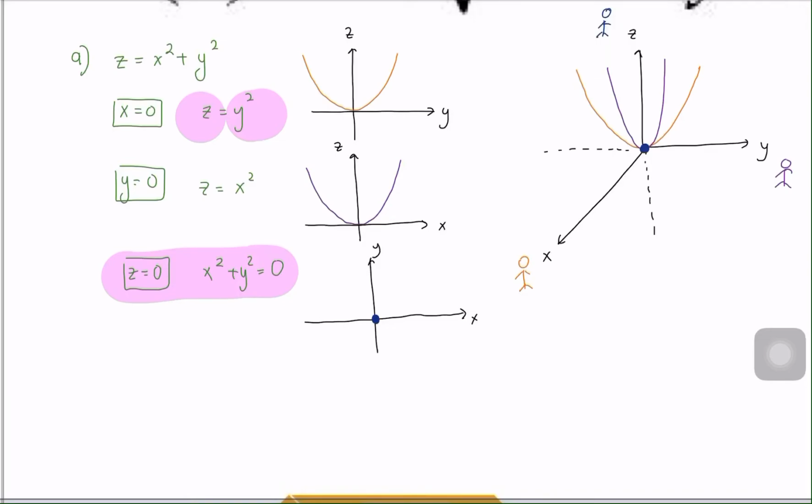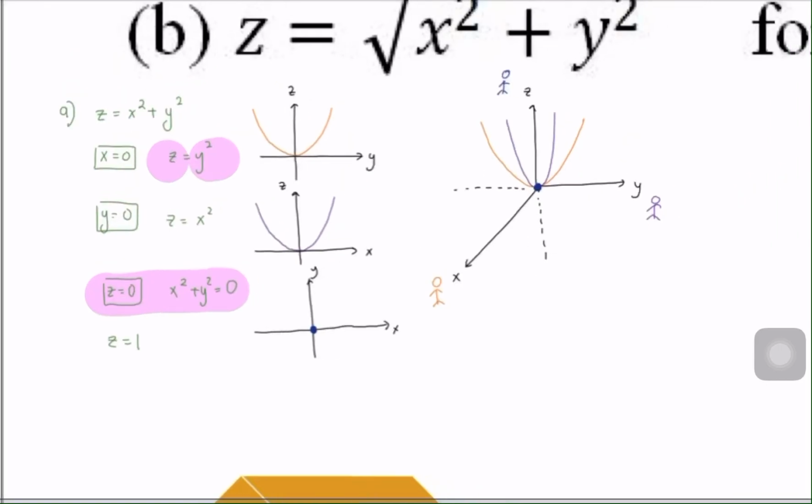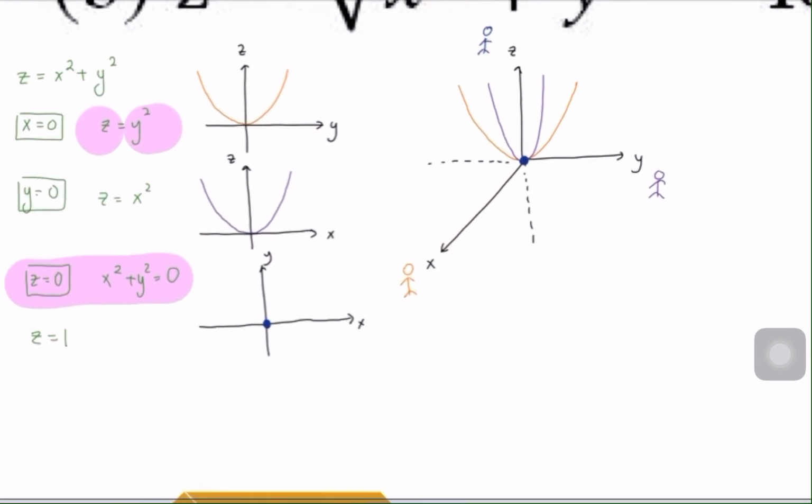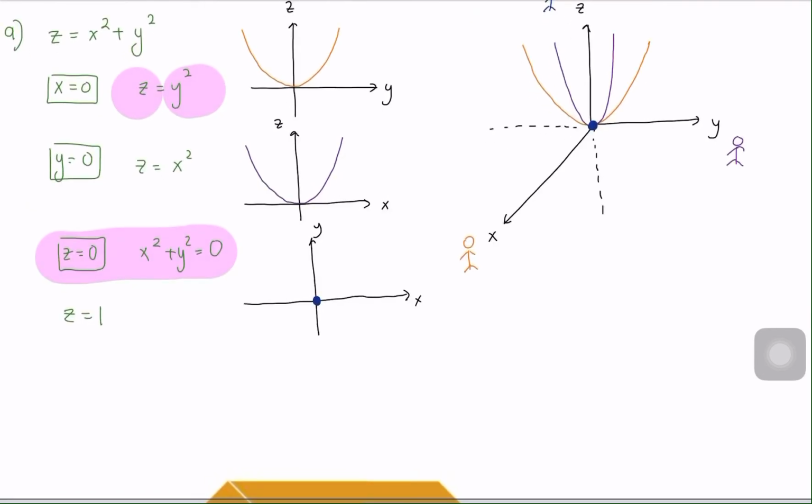Now we will have z equal to 0, and we need to increase the value. Z equal to 1, then 0, 1, 4, 9. So z equal to 1 means that x squared plus y squared equal to 1. And just now we already had 0.